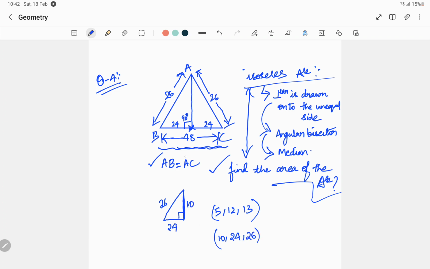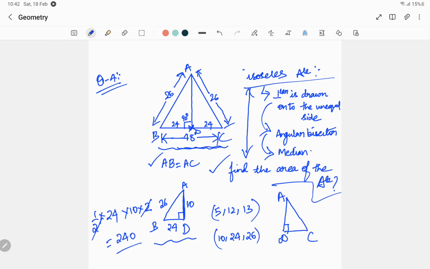So we have two such triangles. One is BDA, and the other triangle is ADC, where D is the midpoint. So the areas of these two would be equal. So I'll first find this area, that is half base, that is 24, into height, that is 10. Since two triangles are there, I'll multiply it by 2. So the area of this entire triangle ABC would be 240.